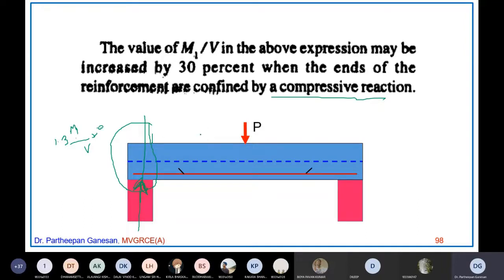But suppose I am finding it at this cutoff point, where some reinforcement is cut off. Obviously, this section is not subjected to a compressive reaction. So at this point, if I am checking the development length, it will be only M1/V + L0. So these are all the theory concerning development length, anchorage, bond and all these things. Tomorrow we will solve the numericals on this.